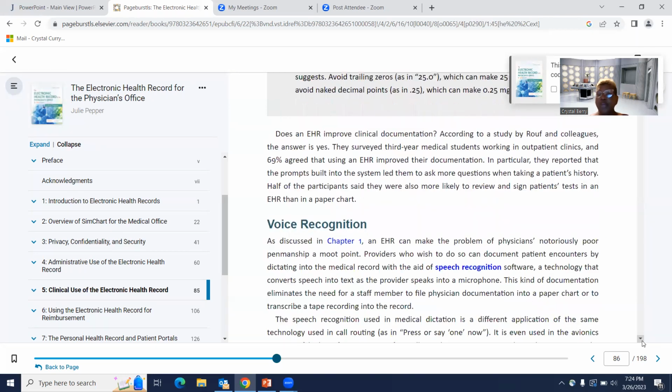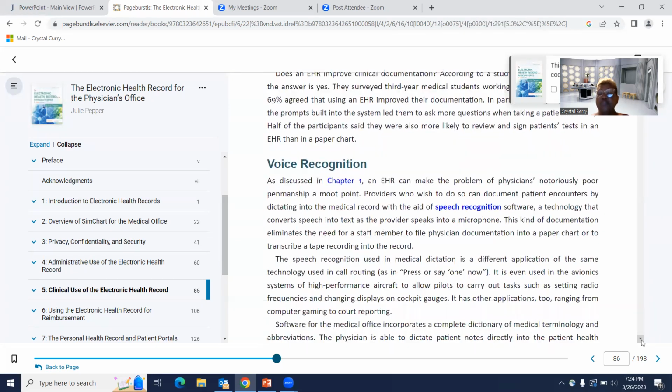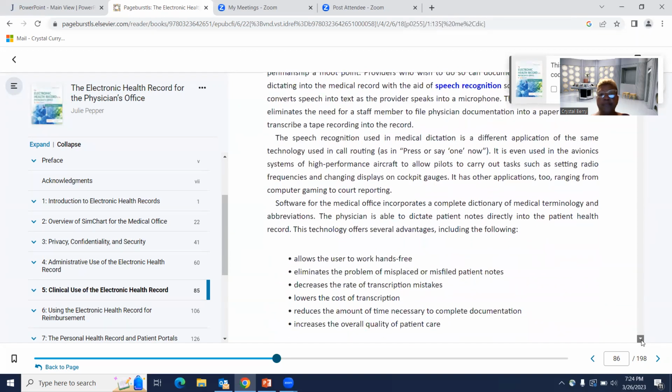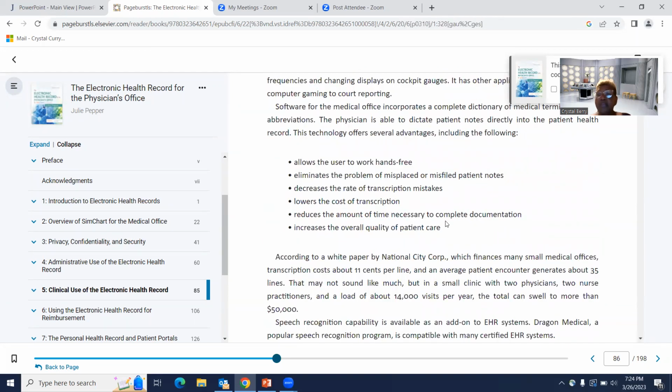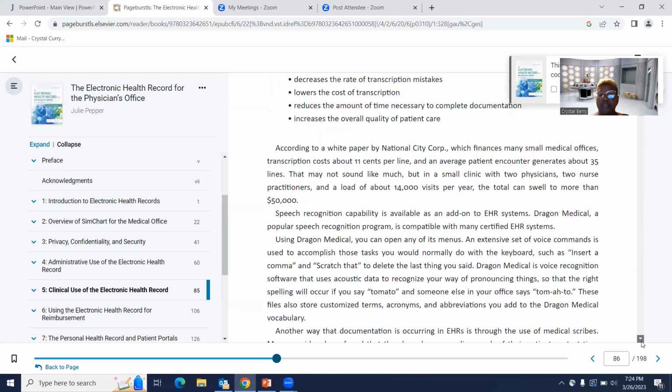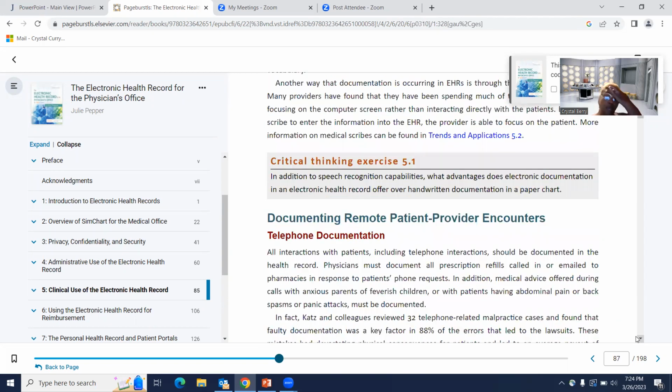Next, we went over voice recognition, speech recognition software. It's here in your chapter, and it also breaks down in your PowerPoint slides. Critical thinking exercise 5.1: In addition to speech recognition capabilities, what advantages does electronic documentation in an electronic health record offer over handwritten documentation in a paper chart?